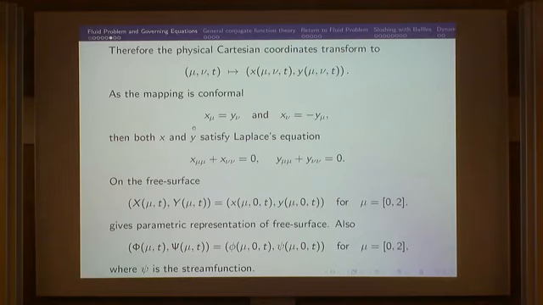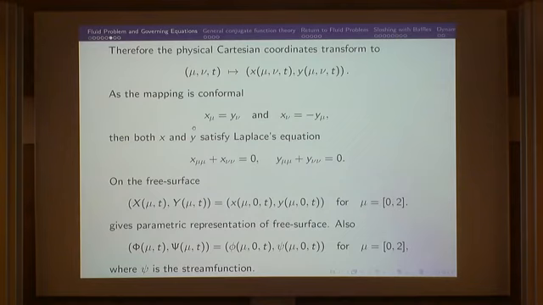Okay, so let's just set the problem up. So our physical Cartesian coordinates, x and y, now become functions of these new variables, mu and nu, and time t. So x is a function of these, and y is a function of these. So the mapping we want to use is conformal, so it satisfies the Cauchy-Riemann equations, and because of that both x and y satisfy Laplace's equation, and this will prove useful later when we look at the solution procedure.